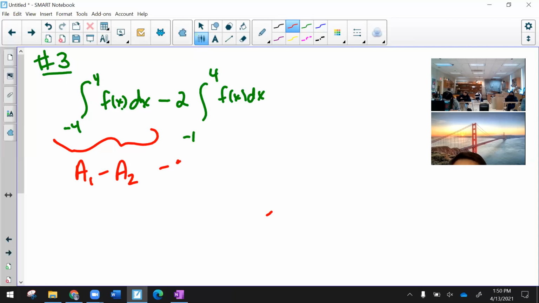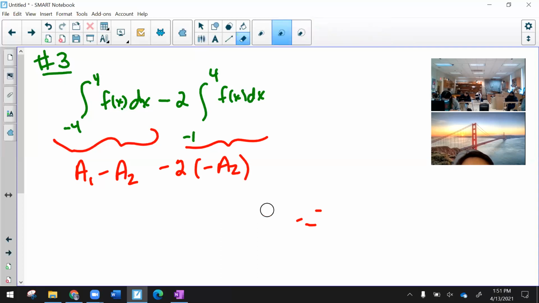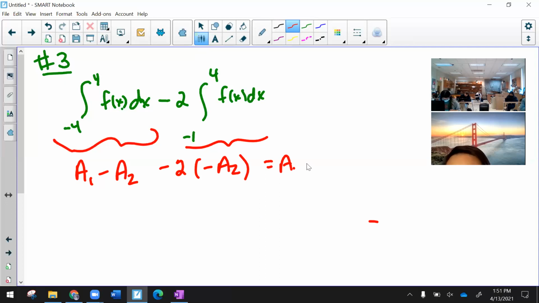And then I've got -2, and now I want the area from -1 to 4. And that's going to be, again, negative, so it's negative a2. Because remember, a2 is just a number, like 3, but because it's below the curve, it has to be -3. So that gives me a1 minus a2 plus a2, which gives me a1 plus a2.